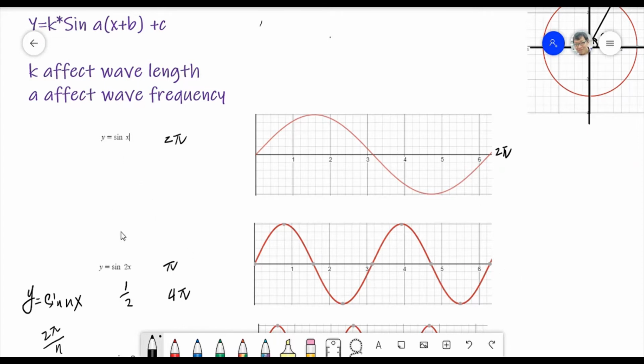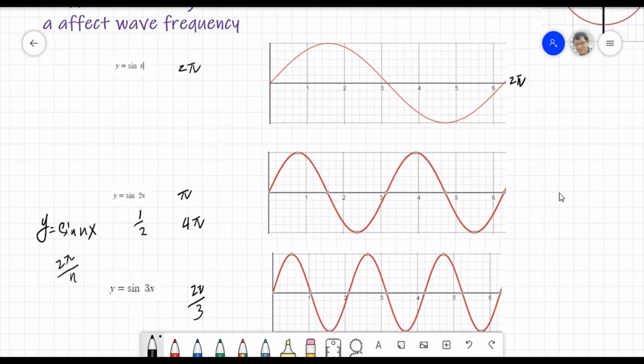So if you have a here, what does it affect? It affects the frequency. If a is bigger than 1, the frequency will be smaller than 2 pi. If a is less than 1, the frequency will be what? Bigger than 2 pi, right? So if a is 1 over 2, the frequency will be 4 pi. And let's keep on learning what the others are.